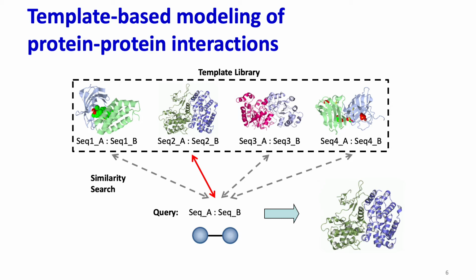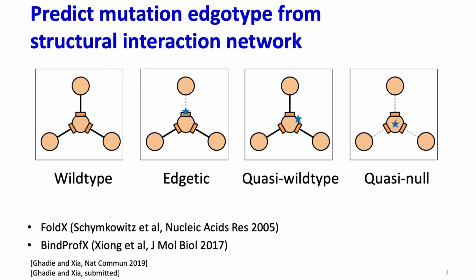If we're lucky, we will find a protein complex in the library whose sequences are similar to the sequences of the query protein pair. In that case, we can borrow the known 3D structure of that homologous protein complex in the library and use it as a template to build a homology model for the query protein pair.